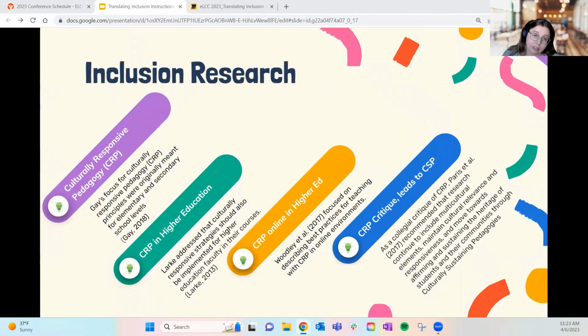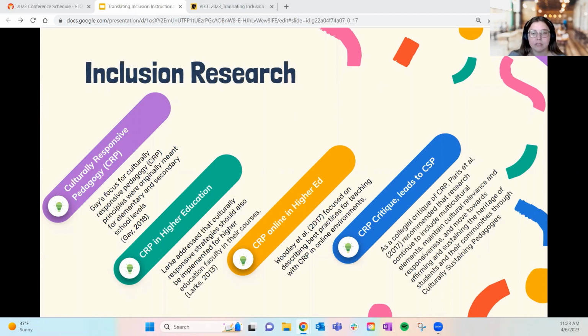The most popular strategies to create inclusive learning environments are contextualized by Gay's culturally responsive teaching. You may or may not have heard of that term before, but these principles were actually originally meant for elementary and secondary school levels. Again, we see it starting in K-12 and moving into higher ed and now into online learning.